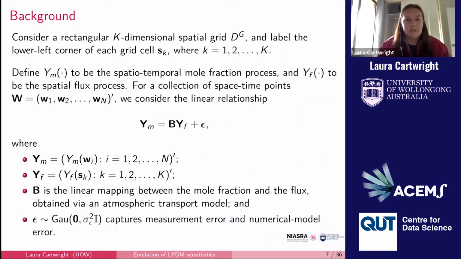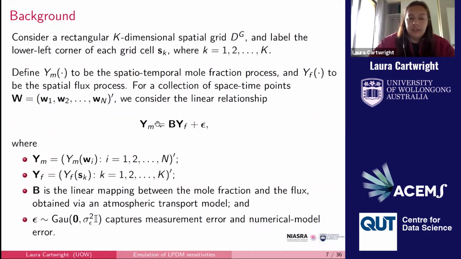Okay, so a little bit of maths to put that together. There's not much maths in this talk, but we need a bit. We're going to consider a k-dimensional spatial grid. We're just going to call that DG, and we're going to label the lower left corner of each of those grid cells as SK. Then we're going to define this process here, YM, to be a spatio-temporal mole fraction process, and YF is going to be a spatial flux process. And if you've got a collection of space-time points, W1 to Wn, so these would be like a physical location and a point in time.